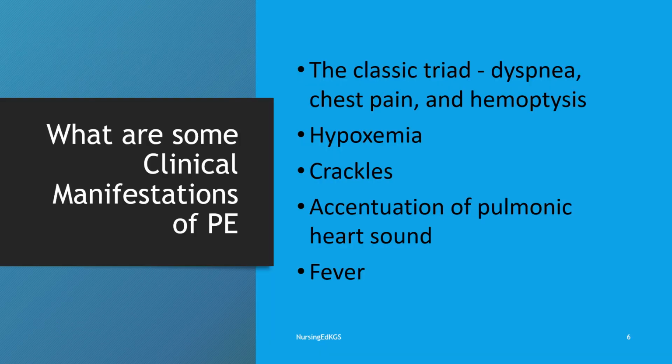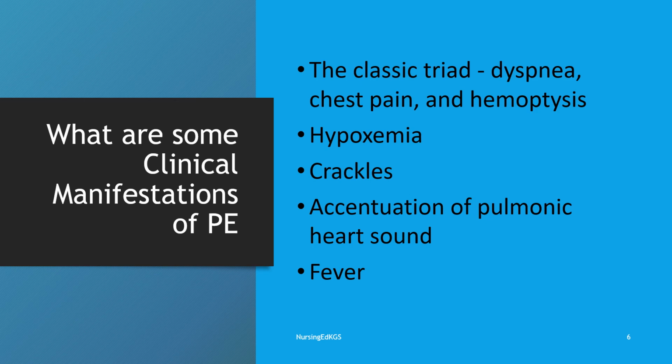Third question, what are some clinical manifestations of pulmonary embolism? So diagnosing PE is sometimes quite challenging due to diverse and non-specific symptoms. Additionally, a patient can have a gradual onset or a sudden onset. The classic triad of dyspnea, chest pain, and hemoptysis is present in around 20% of patients.